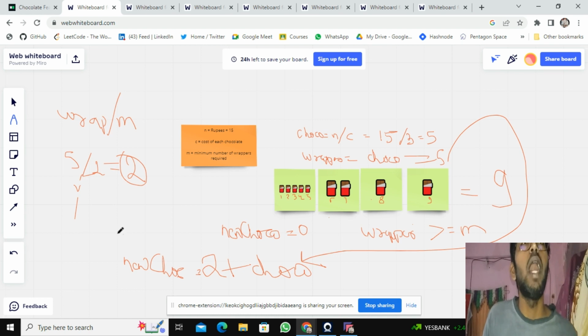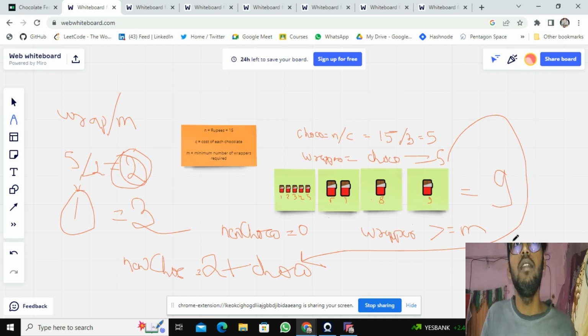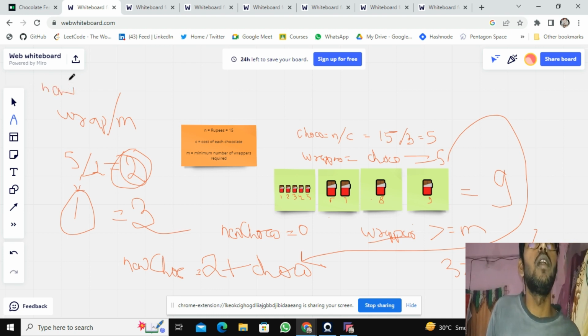Now how many wrappers do I have left? This 1 remainder wrapper and these 2 new chocolates which I get, so 3 wrappers I do have. From these 3 wrappers I'll again check the condition: is wrapper greater than or equal to M? 3 is greater than or equal to 2. Yes, so again I do the same thing: new chocolates will be wrapper divided by M. So 3 divided by 2 equals 1, with remainder 1.